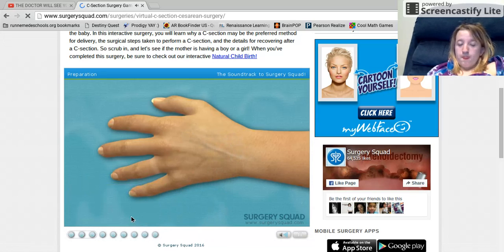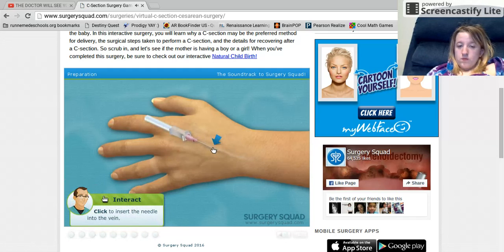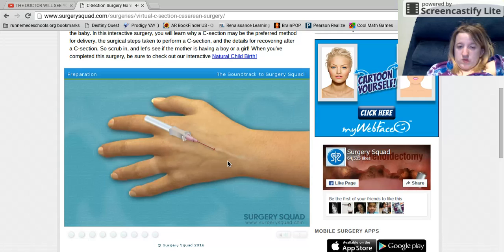Now that the area is disinfected, it's time to insert the needle and advance the angiocatheter into the vein. Take a stab at it. The small burst of blood that you just saw in the angiocatheter hub is known as a flashback. This lets us know that the angiocatheter is correctly positioned in the vein.